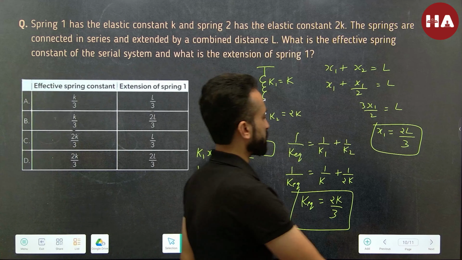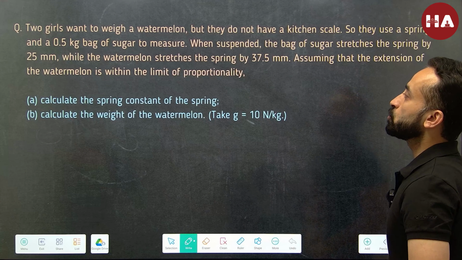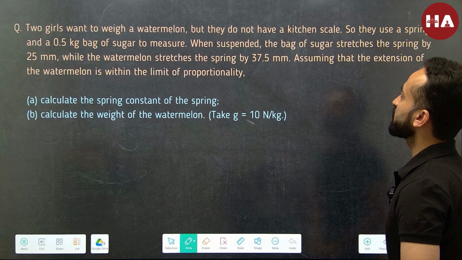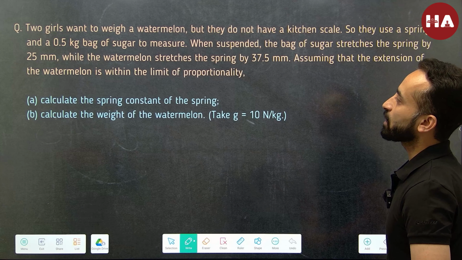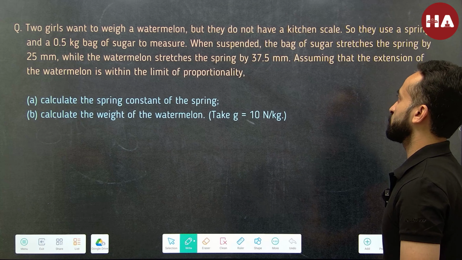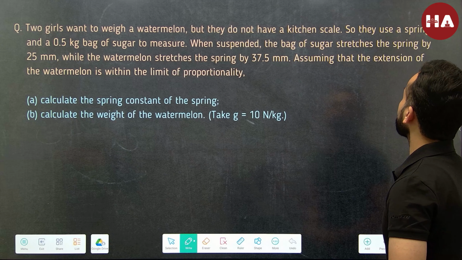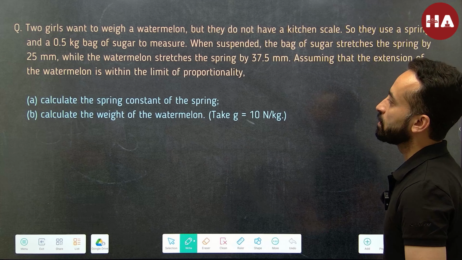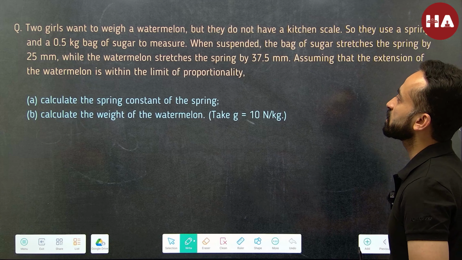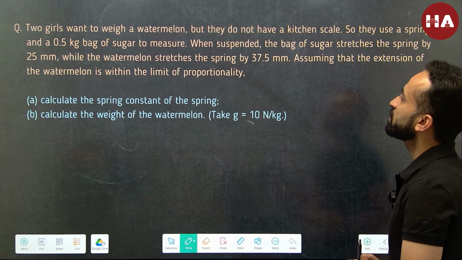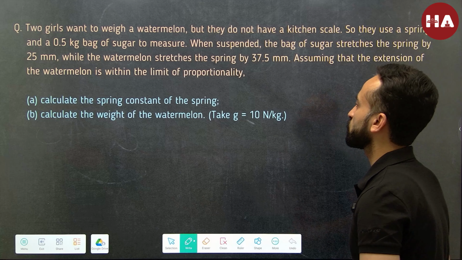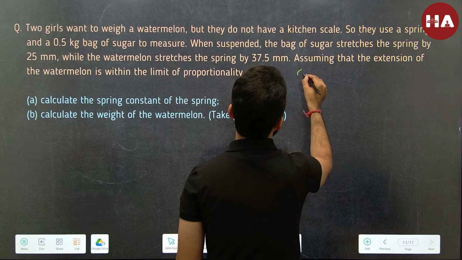All right, so let's talk about this now. Two girls want to weigh a watermelon, but they do not have a kitchen scale. So they use a spring and a 0.5 kg bag of sugar to measure. When suspended, the bag of sugar stretches the spring by 25 millimeter, while the watermelon stretches the spring by 37.5 millimeter. Assuming that the extension of the watermelon is within the limit of proportionality, calculate the spring constant of the spring. All right. So let's do the first part.